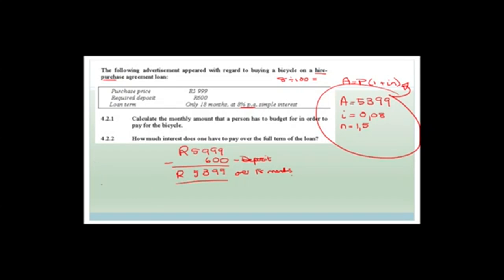So we go A is equal to P times (1 plus i n). So therefore that's 5,399 is equal to P times (1 plus 0,08 times 1,5). Okay, so now what we do is we're going to divide both sides by this. So let's first work that out.